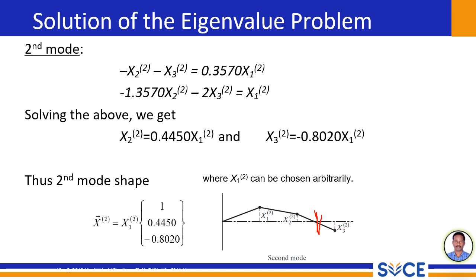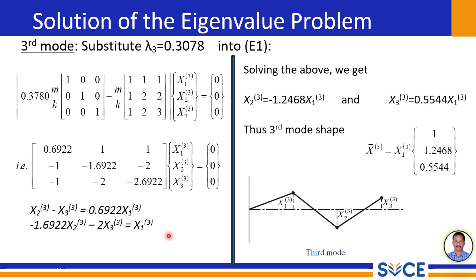This vector represents the second mode shape, and the accompanying diagram illustrates the relative displacement of these three masses when the system vibrates in the second mode. Let us calculate the third mode in the next slide.